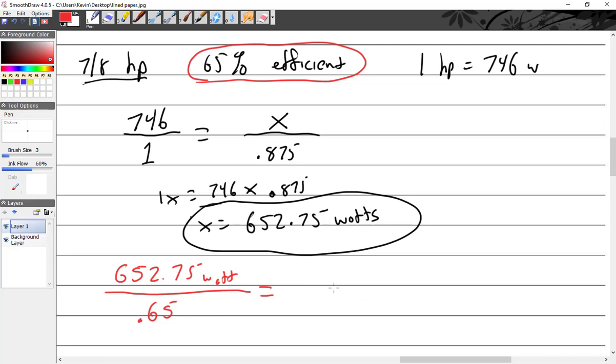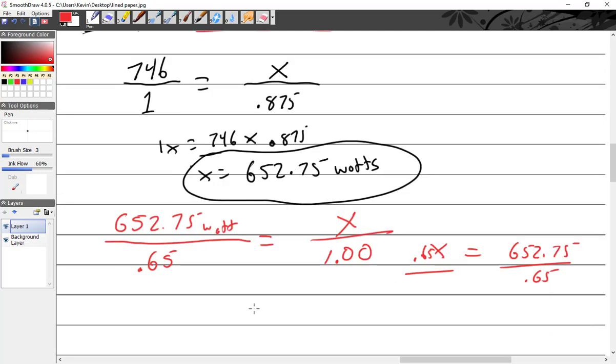And what do I want to know? X over 100. And why is that? Because you want to know how many watts if it was at 100% efficiency. That's exactly it. Then what is 100%? What is it taking in? 652.75 times 1 is 652.75. And x times 0.65. So I just divide both sides by 0.65. And I get 1004.2 watts. What does that mean? The 1004.2. Now what am I supposed to do with that?